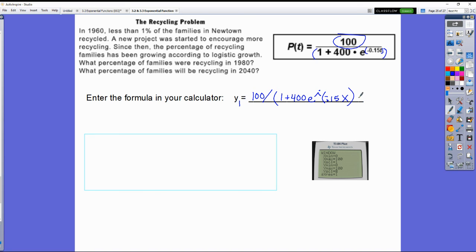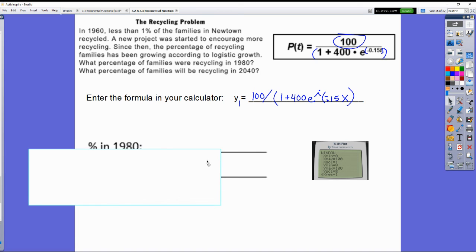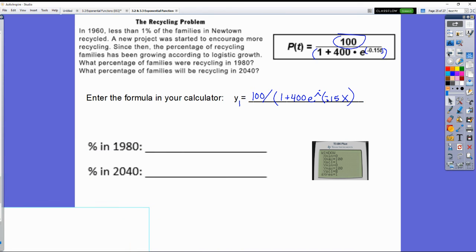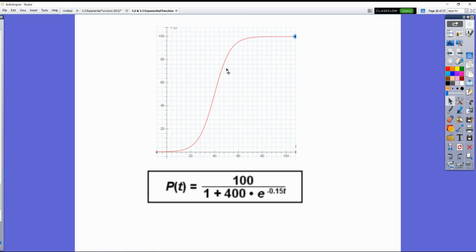So to graph it, I'm just going to give you the window, put from 0 to 100 and 0 to 100. I know that the y max is going to be 100 because of this 100 up here, and the x is time, so I don't know how long it will take, but I've already done this in my calculator so that I could take a look at that and see what it looks like. So we'll solve those in a second. On your calculator, it should look something like this. From 0 to 100, 0 to 100, you get a really nice logistic curve there.